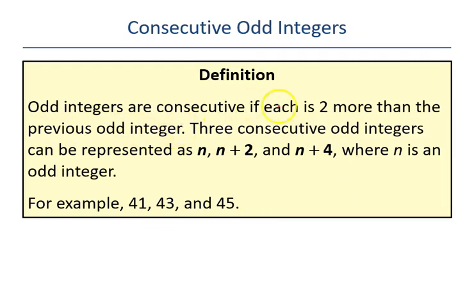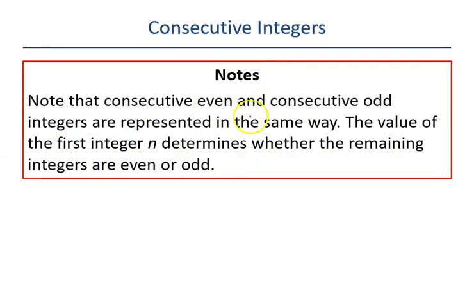Odd integers are consecutive. Each is 2 more than the previous odd integer. 3 consecutive odd integers can be represented exactly the same way as the even. So there's really nothing more to memorize here. Just notice the number we're starting with is odd. Okay, this is just something good to know: n, n plus 2, and n plus 4. Note that the consecutive even and odd integers are represented the same way. The value of the first integer n determines whether the remaining integers are even or odd.